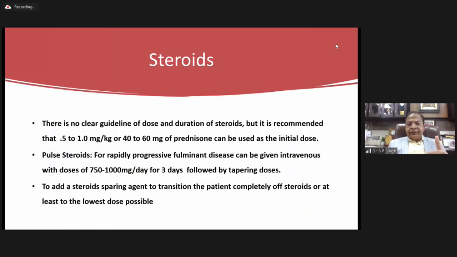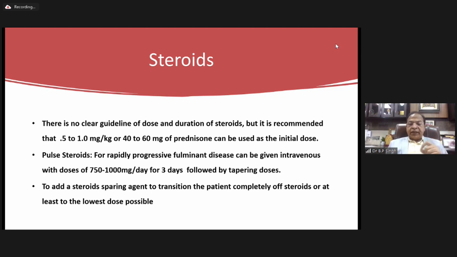Now coming to the drugs, especially steroid, there is no clear guideline for the dose and duration of steroid, but it is recommended 0.5 to 1 milligram per kg, or 40 to 60 milligram prednisolone can be used as the initial dose. And it can be continued for 4 weeks, and depending upon the response, you can taper down slowly in 6 to 12 months. Pulse steroids for rapidly progressive fulminant disease can be given IV with doses of 750 to 1000 milligram per day for 3 days, followed by the tapering doses, as already mentioned.